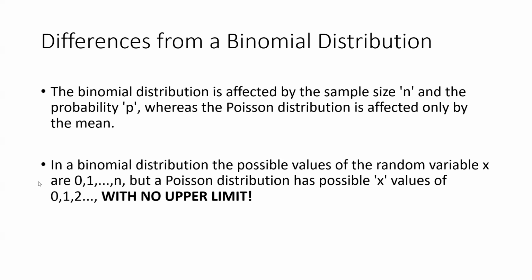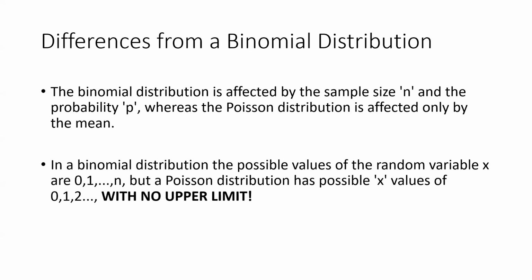So here are some ways in which the Poisson distribution, though somewhat similar, does differ from the binomial distribution. The binomial distribution is affected by sample size n and probability p, where the Poisson distribution is affected only by the mean. In a binomial distribution, the possible values of random variable x are 0 and 1, but a Poisson distribution has possible x values of 0, 1, 2, 3 to infinity with no upper limit.